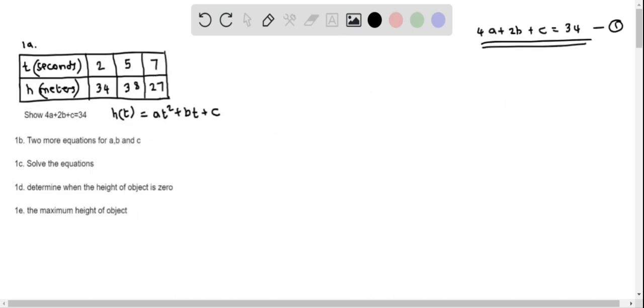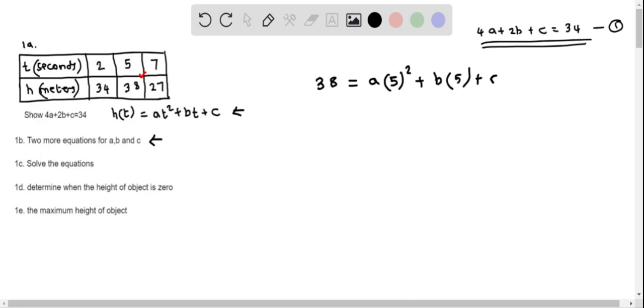We will now do part B. In this, we have to determine two more equations involving a, b, and c. So we can plug in the second result, that is, at t equal to 5 seconds, the height equal to 38. So I'm going to plug in height equal to 38 and t equal to 5 into this equation, and when I do that, I have 38 on the left side, and for all the values of t I'm going to plug in 5. So therefore this becomes a times 5 squared plus b times 5 plus c.